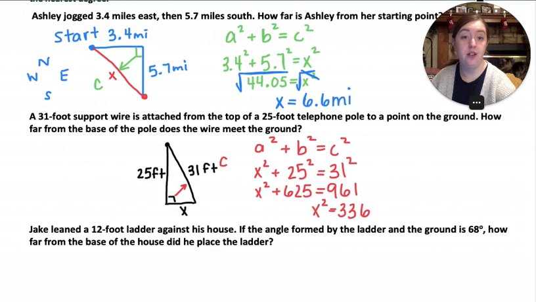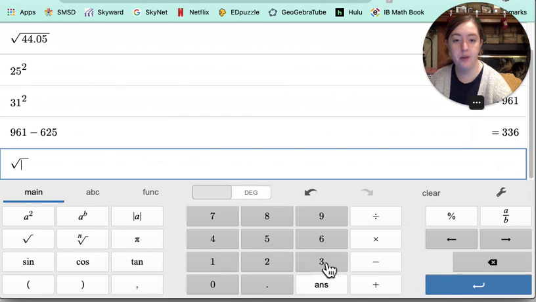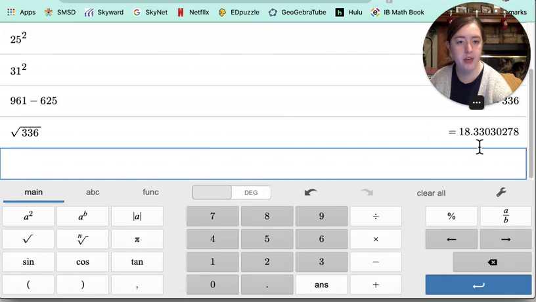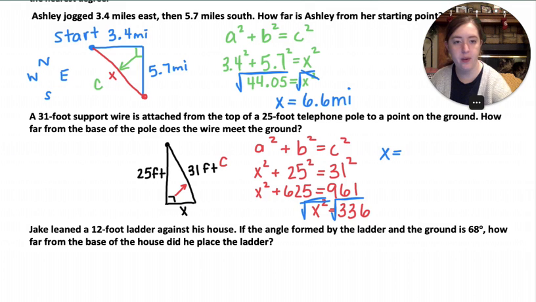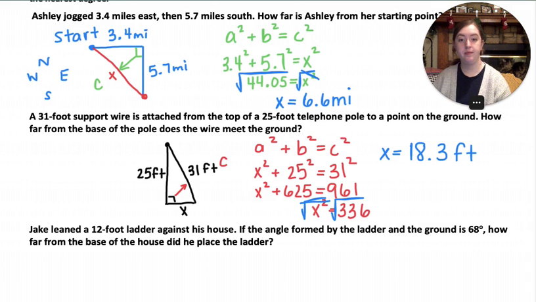So to get x by itself, we'll take the square root of both sides. Square root of x squared, those cancel each other out, so we're just left with x. And then we'll put the square root of 336 into our calculator. We're getting 18.3. Since that next digit is a 3, my tenths will stay at 3. So we got 18.3. And everything is in feet.